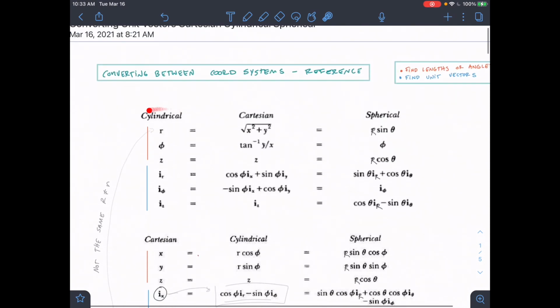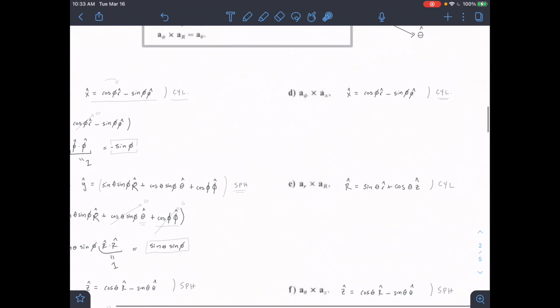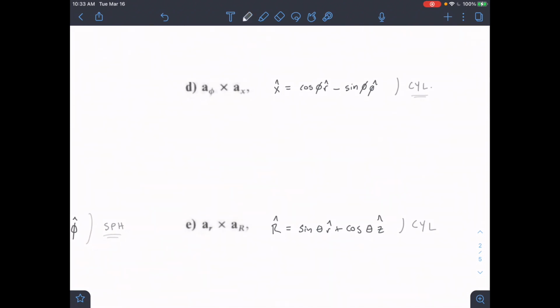So, for example, if I started in cylindrical and I had r hat and then I wanted Cartesian, I would do kind of this. If I started in cylindrical and I had phi hat and I wanted Cartesian, I would select this. All right, so I have phi hat crossed with this piece here, copy, paste.